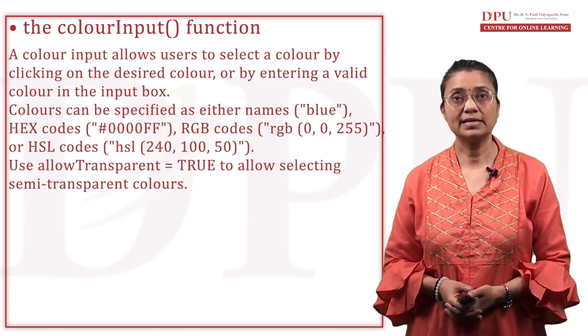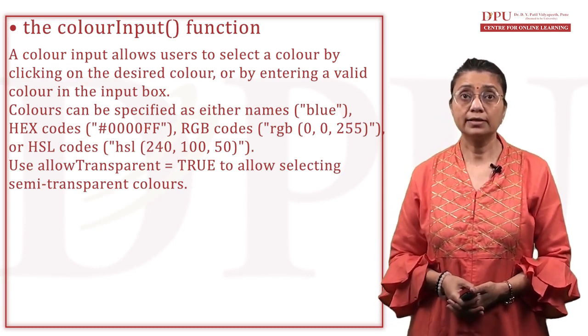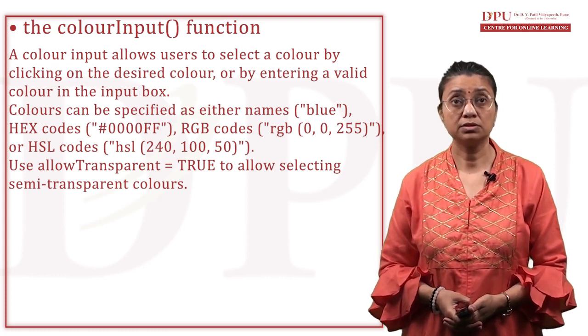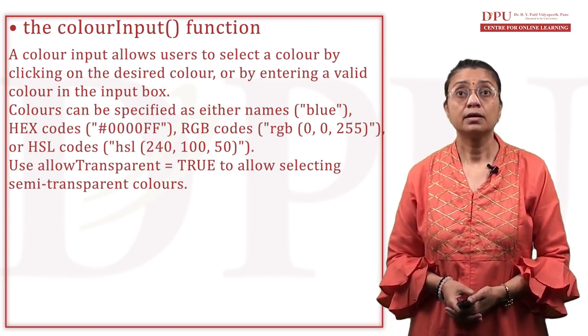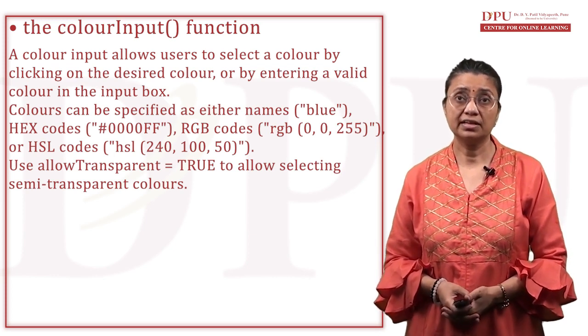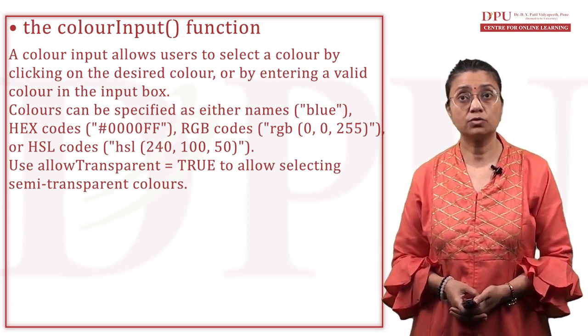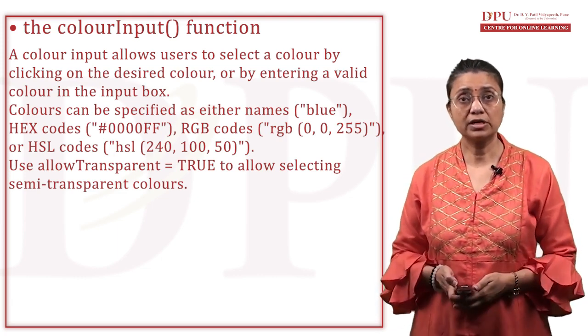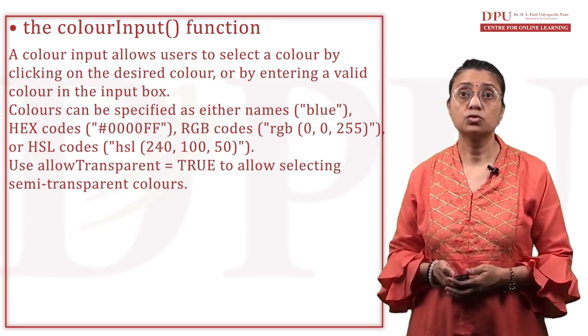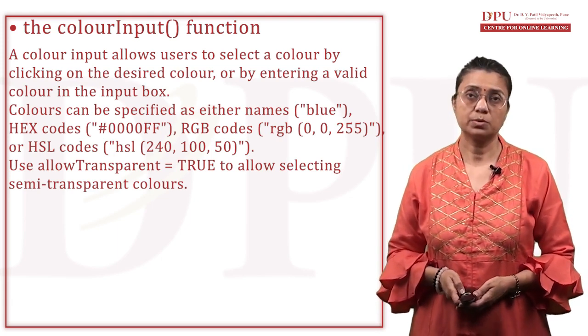Colors can be specified as either names like blue, hex codes like hexadecimal code 0000FF, or RGB codes where red, green, blue code, the coding we can give is 0, 0, 255, or HSL code where we are giving 240, 150. Use allowTransparent equals true to allow selecting semi-transparent colors.